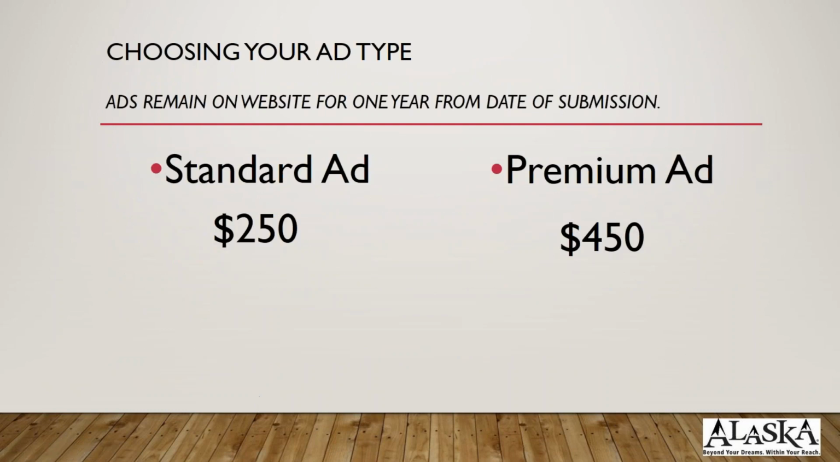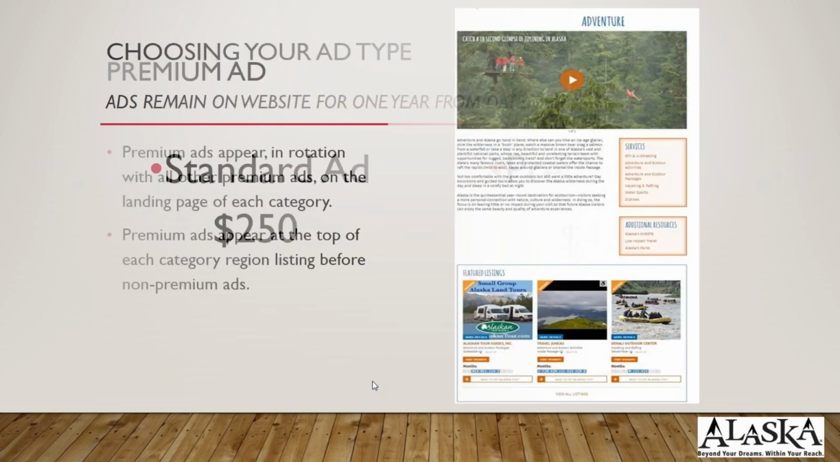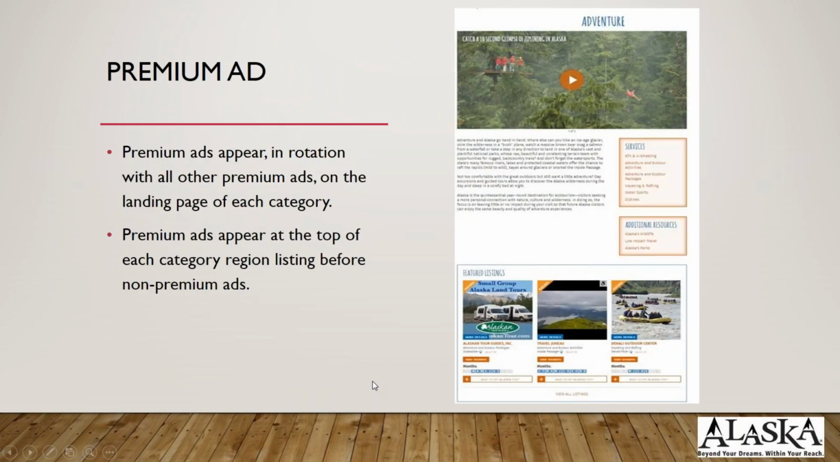Now, when choosing your ad type, it's important to know that all ads remain on the website for 1 year from the date that you submit it. And there are 2 types of ads. There's the standard ad and the premium ad. Now, premium ads appear in rotation with all other premium ads on the landing page of each category, as well as you will see them listed at the top of each category region before non-premium ads.